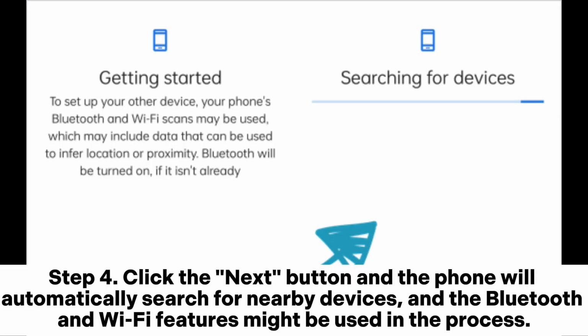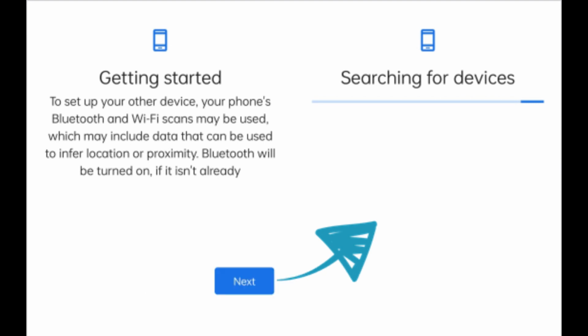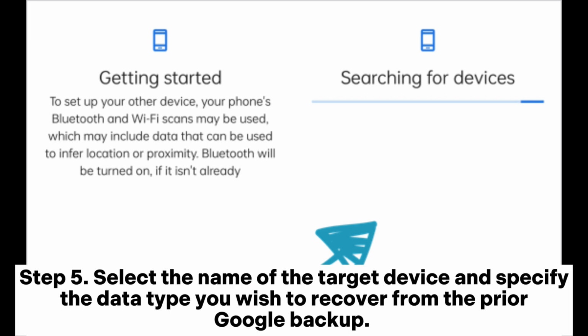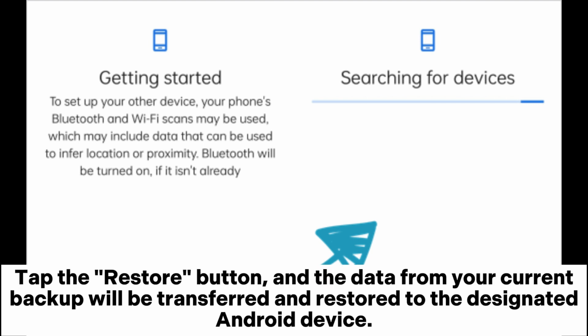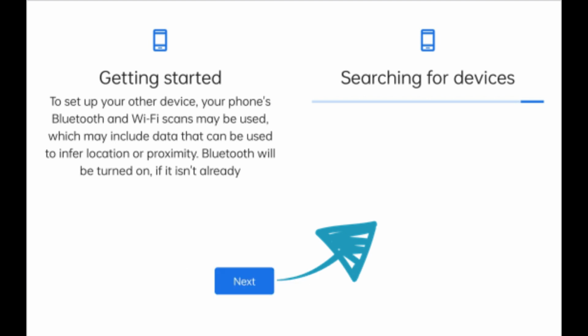Step 4. Click the Next button and the phone will automatically search for nearby devices, and the Bluetooth and Wi-Fi features might be used in the process. Step 5. Select the name of the target device and specify the data type you wish to recover from the prior Google backup. Tap the Restore button, and the data from your current backup will be transferred and restored to the designated Android device.